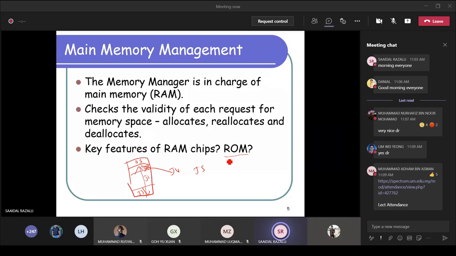Whether you turn your laptop or PC on or off, the memory will still be there. That's where read-only memory is non-volatile. On or off the machine, the memory will remain there. It's basically chips, okay? Much smaller in capacity than the RAM, and smaller and slower than the RAM.